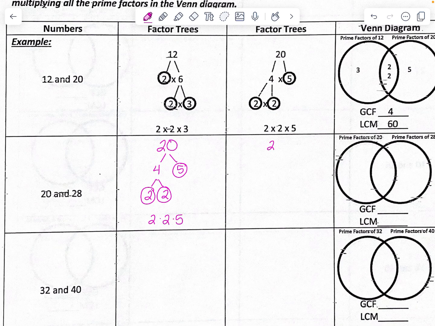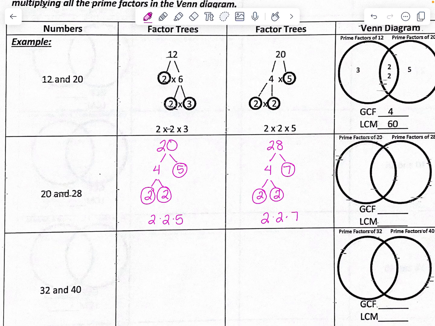And then we'll do it again for 28. I'll choose 4 and 7. 7 is a prime number. I'm going to keep going with 4 to make 2 and 2. The prime factorization for 28 is 2 times 2 times 7.